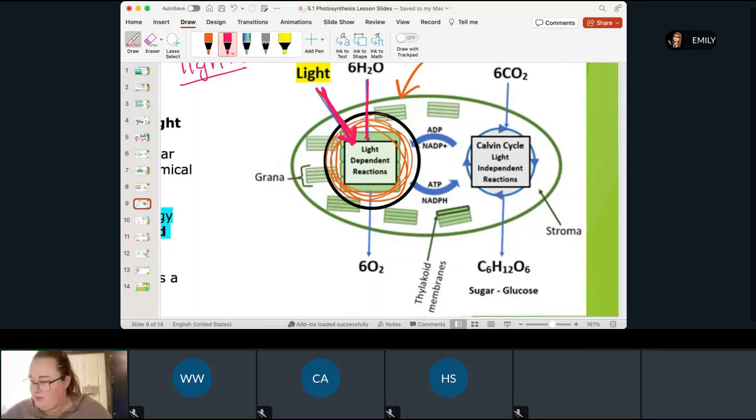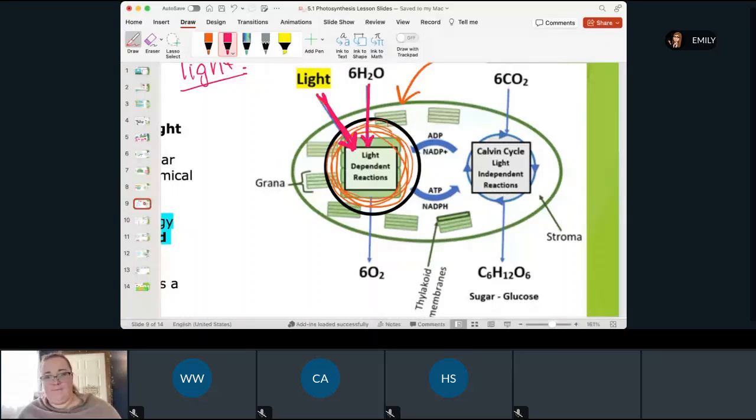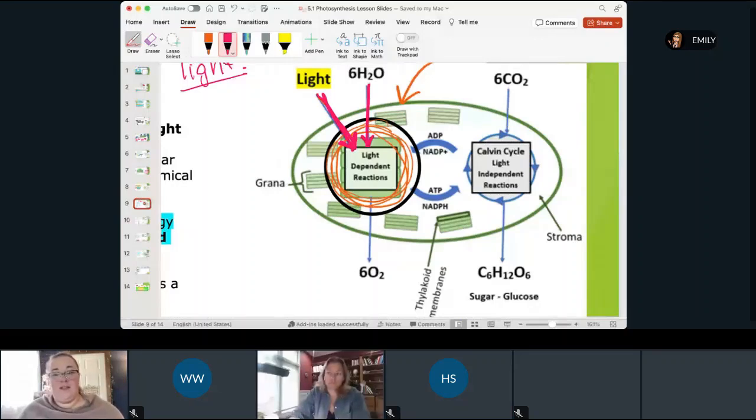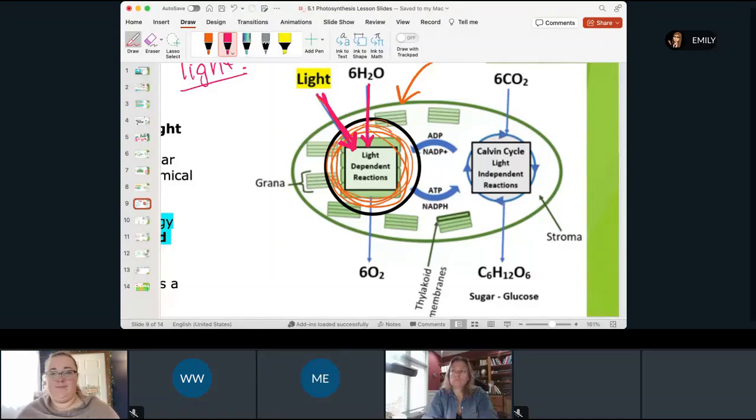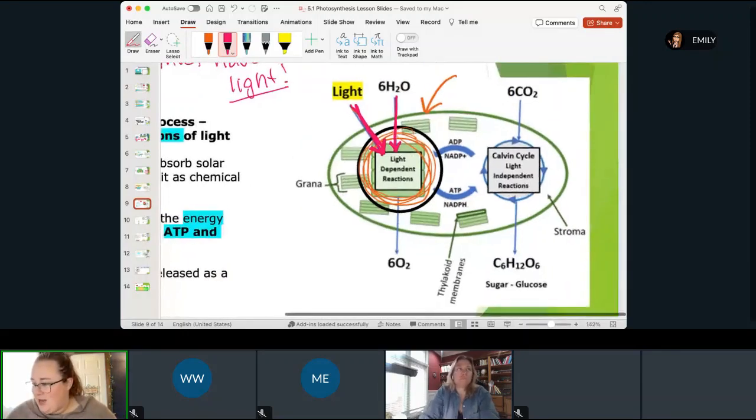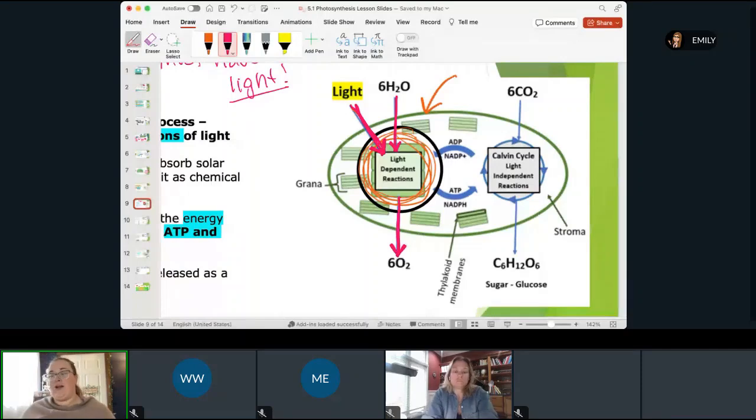Water was going in, what is getting produced? It'll be towards the bottom of the picture. Good. Oxygen. Okay, so oxygen is coming out. Okay, so that is my product.